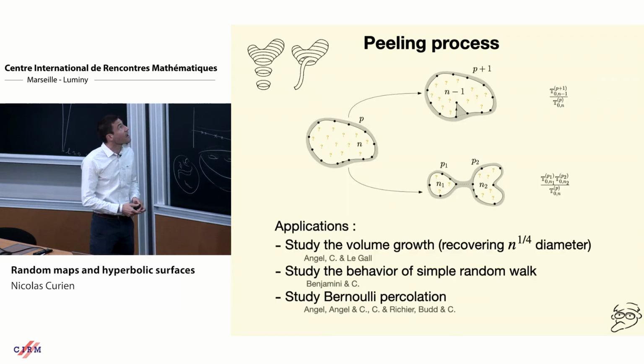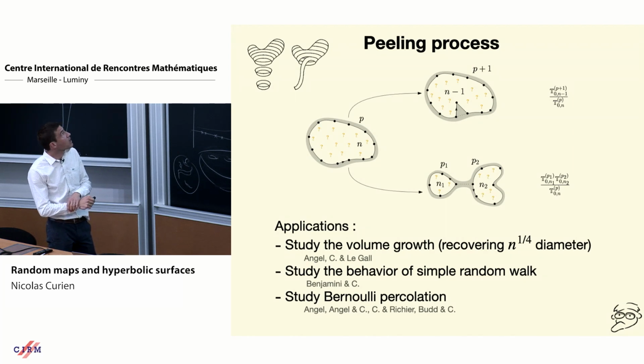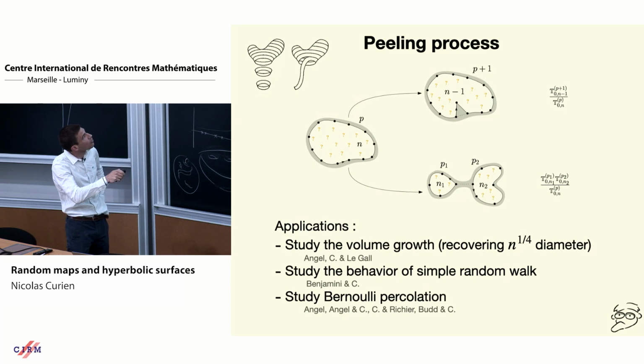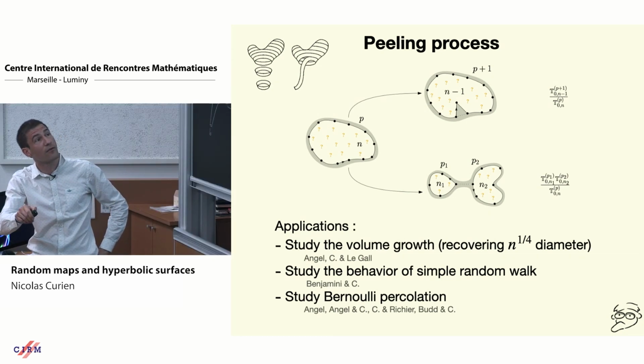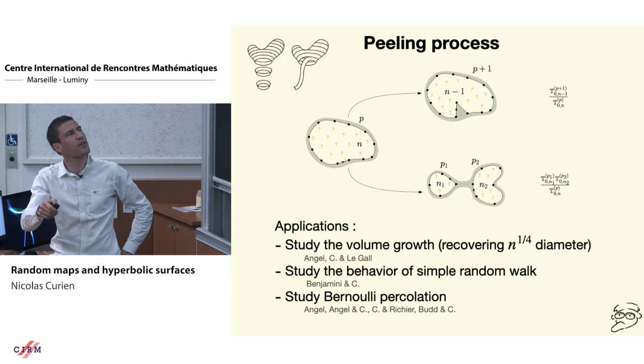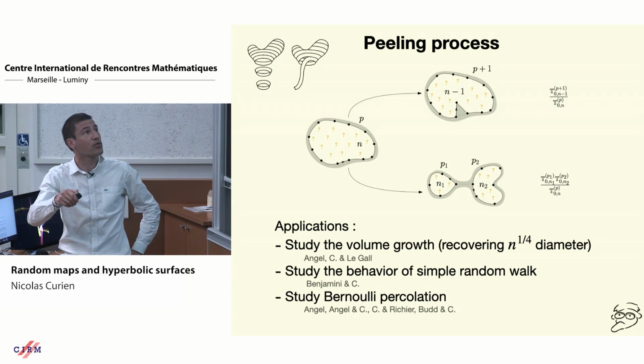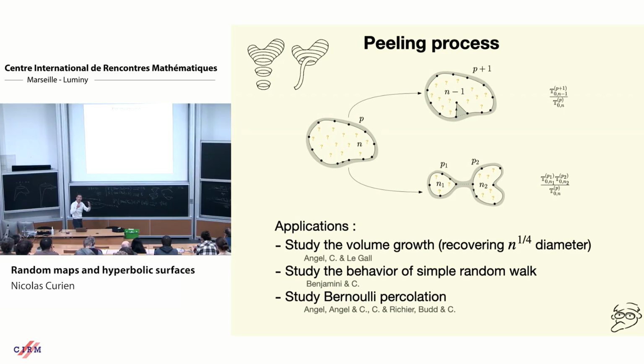And this had very nice applications in the realm of planar maps. For example, you can choose the next edge to peel according to different types of algorithms. For one algorithm, you study the volume growth and recover this n to the 1/4 diameter. You can also use that to study the behavior of simple random walk, something which I did with Itai Benjamini, with another algorithm, and with yet other algorithms, you can study percolation on those guys. So the take-home message is that there are many ways to implement Tutte's equation in probabilistic language to get different types of information on the random surface.